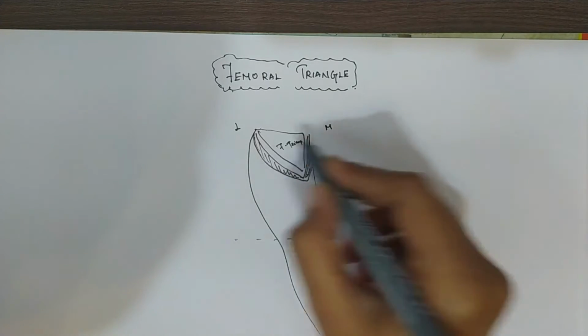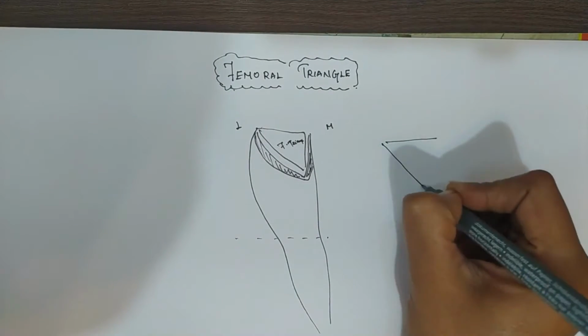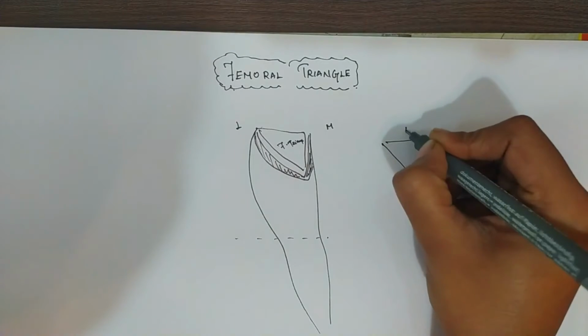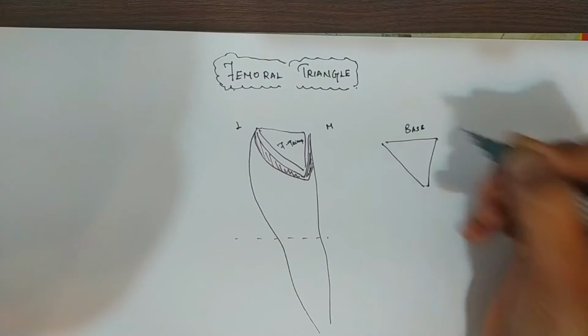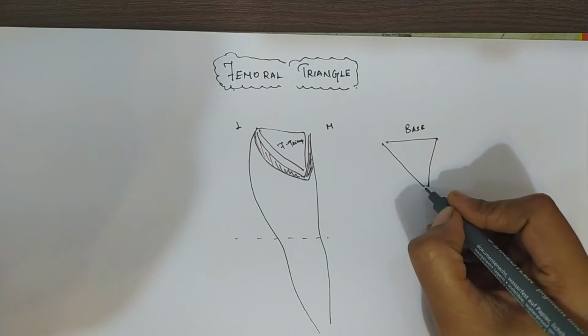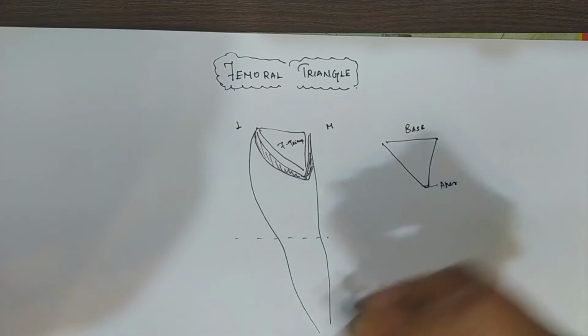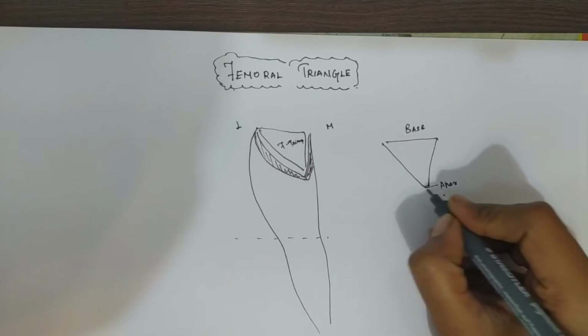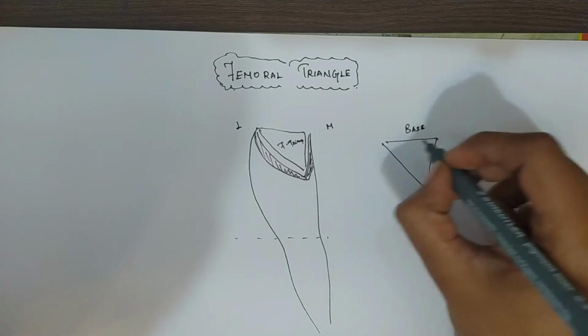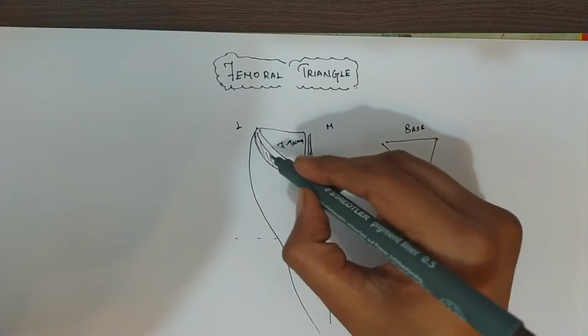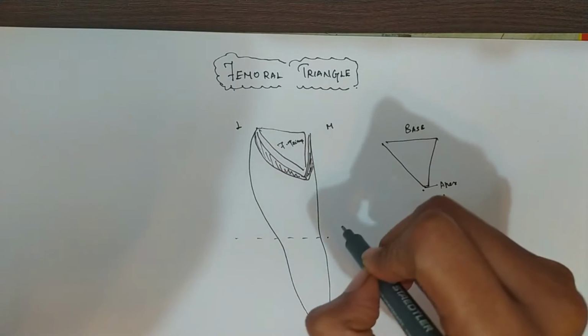Here you can make out this triangular area has its base above. So this is the base of this femoral triangle, and this part is the apex. This apex is directed downwards. So apex is seen below, base is seen above. This is the region which we are going to deal with in this video.